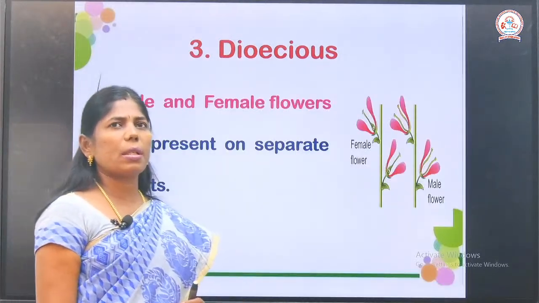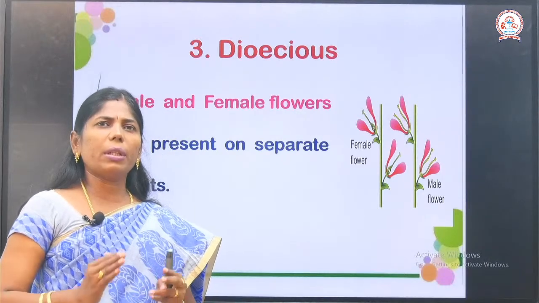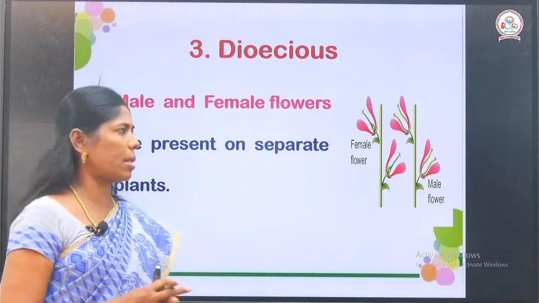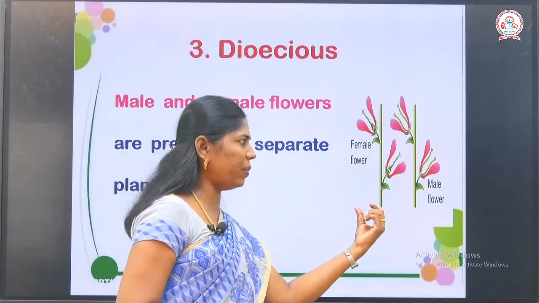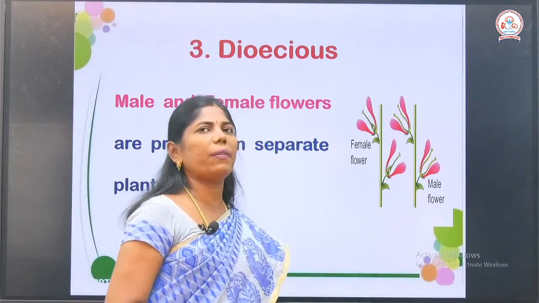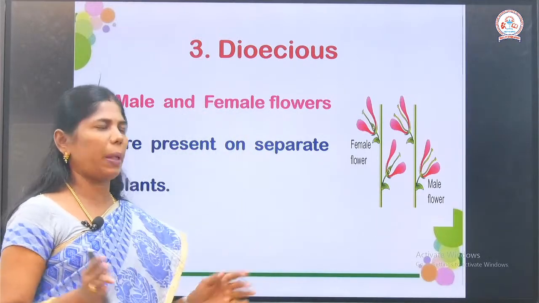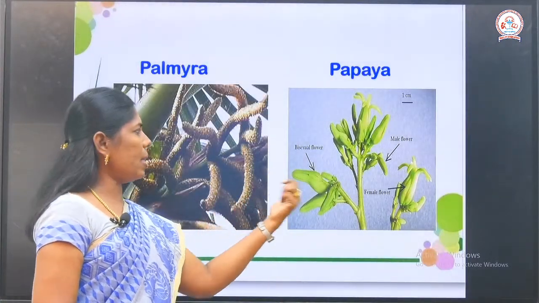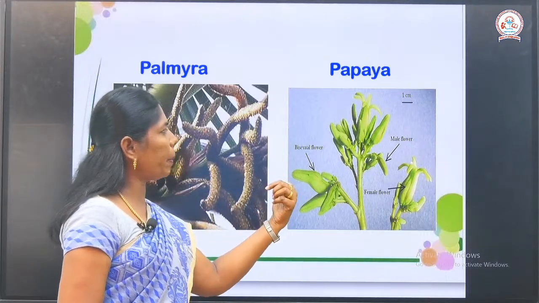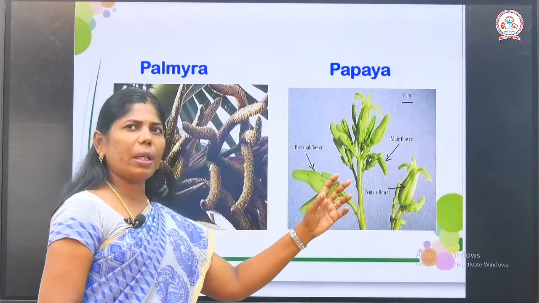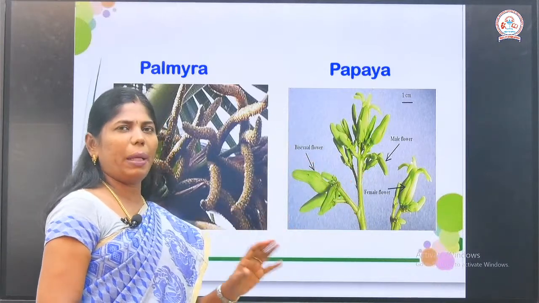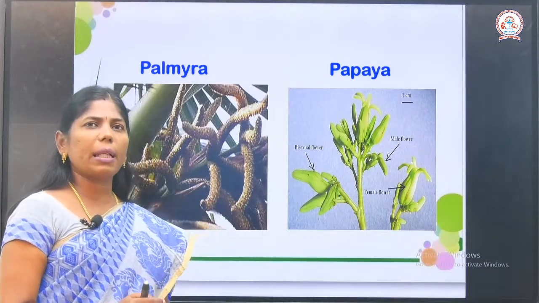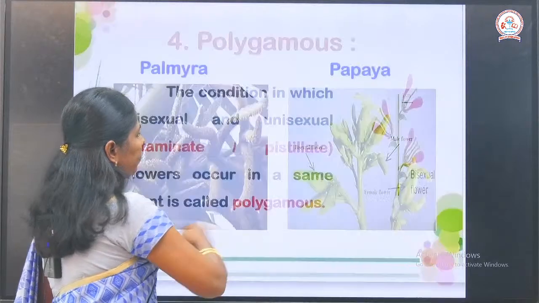Next one is dioecious. Dioecious means male and female flowers are on separate plants. This is one plant, which consists of female flowers. This is another plant, which consists of male flowers. Both are on different plants. Examples are palmyra and papaya. Papaya also has bisexual flowers: female flowers on one plant, male flowers on another plant, and bisexual flowers on yet another plant. That condition is called dioecious.